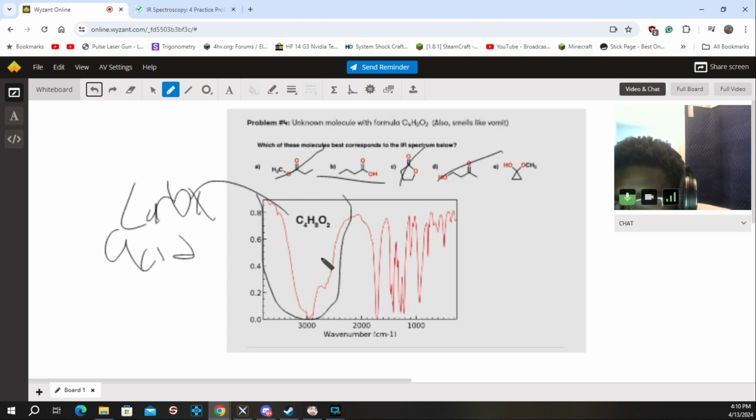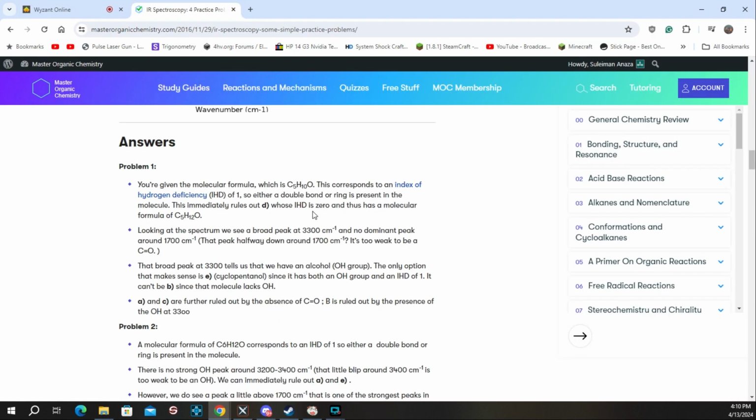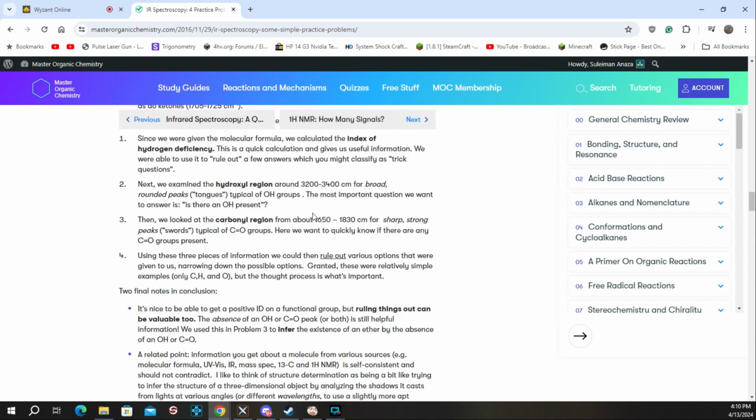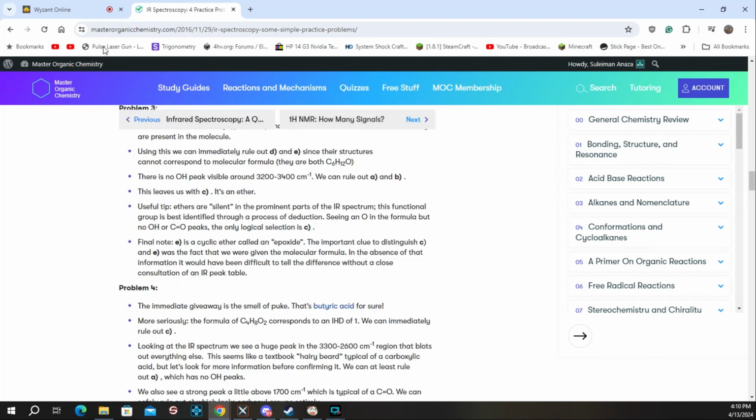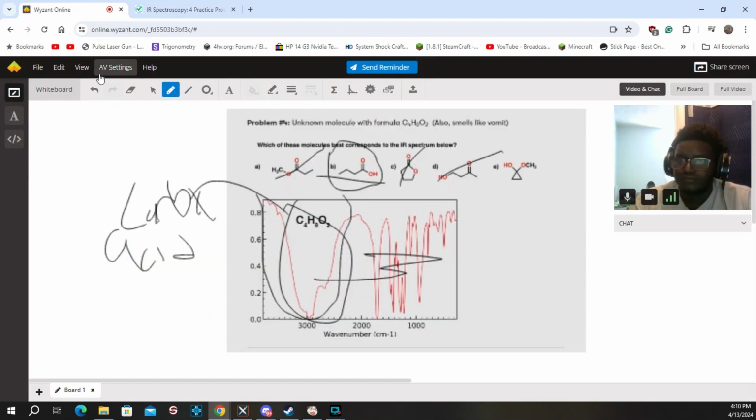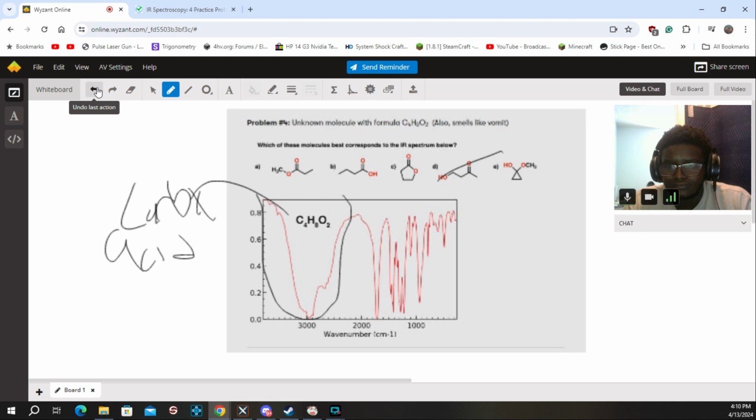Our key point: if it's got that, it's a carboxylic acid. Everything else you kind of know, and it's B. All of these are correct. I'm just checking. It should be B. Let me just triple check. It's B. The answer is B. Boom. But here's a simple breakdown of what we do.